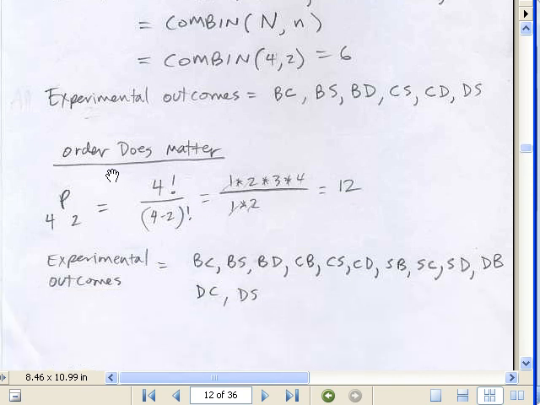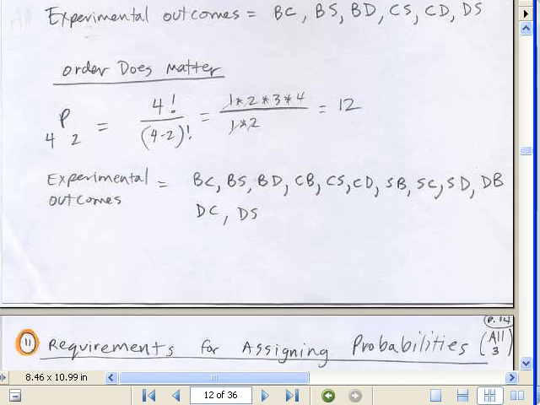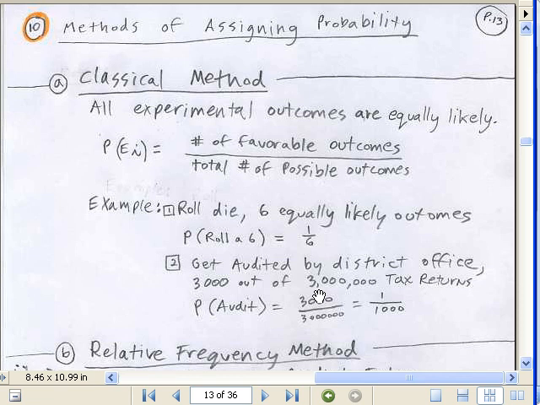Now, what if order does matter here? We get 12. Here are our experimental outcomes, all of them. And this gets a little bit more tedious to list, but we'll also do that one when we get over to Excel. Next page, methods of assigning probabilities.